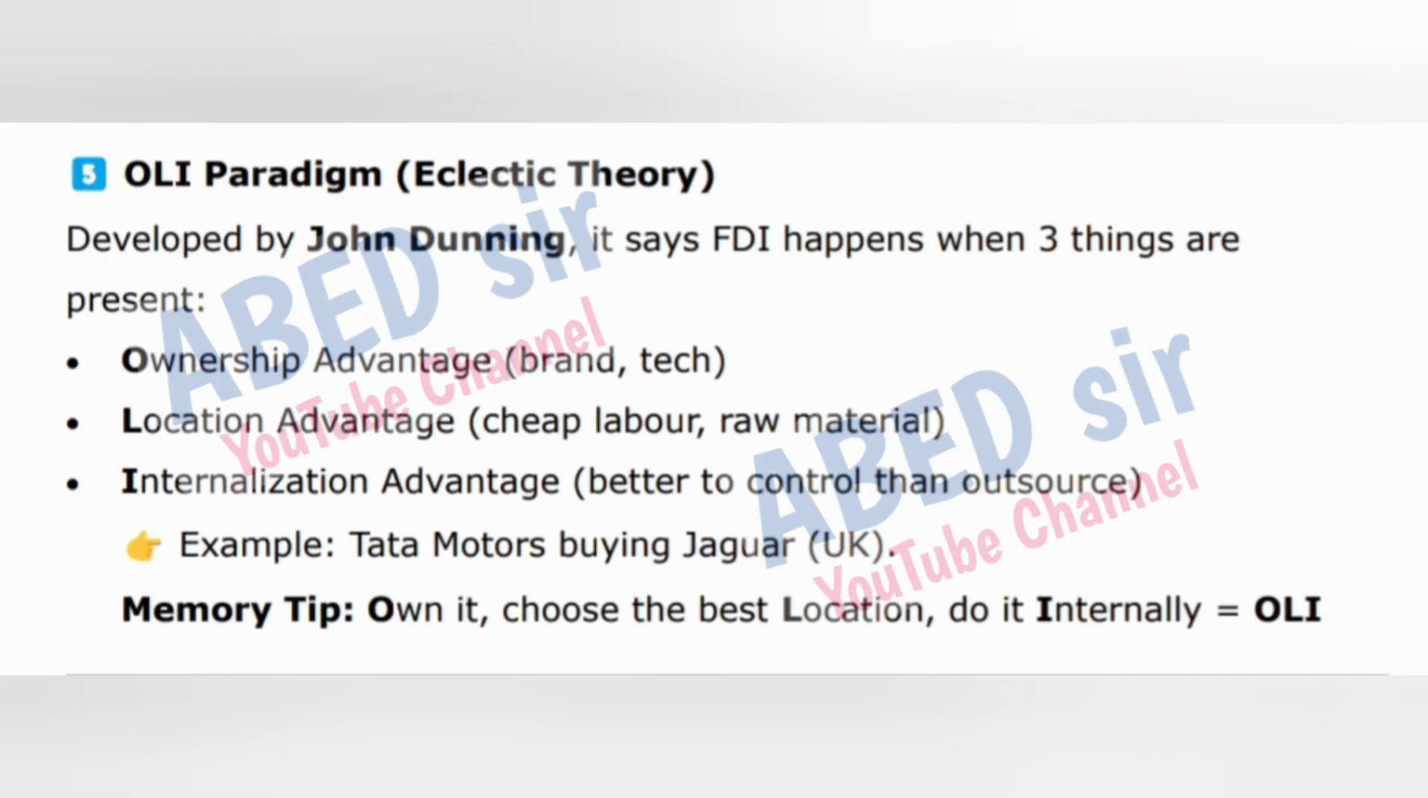5. OLI paradigm, eclectic theory. Developed by John Dunning, it says FDI happens when 3 things are present. Ownership advantage: brand, tech. Location advantage: cheap labor, raw material. Internalization advantage: better to control than outsource. Example, Tata Motors buying Jaguar, UK. Memory tip: own it, choose the best location, do it internally is equal to OLI.